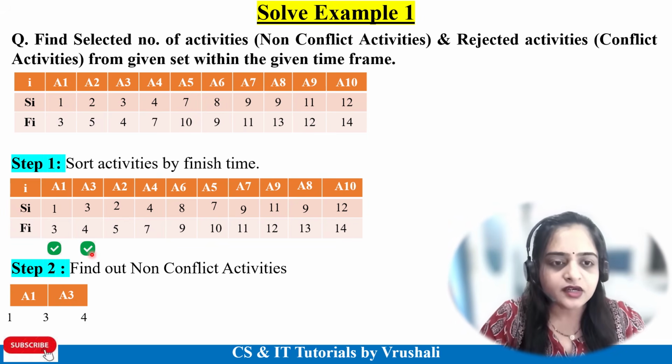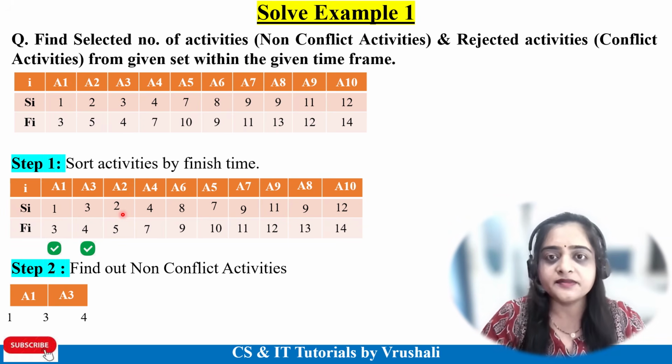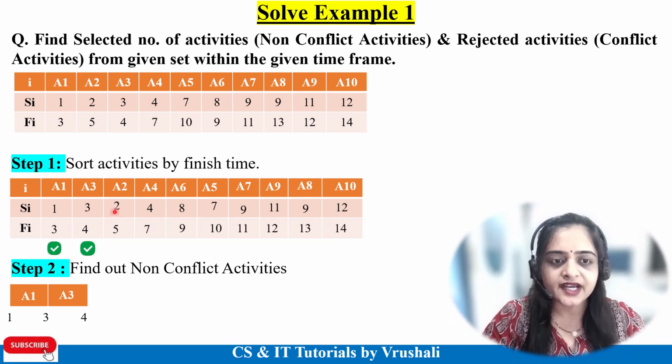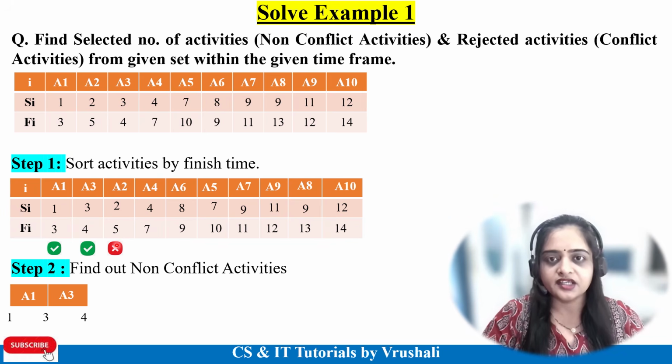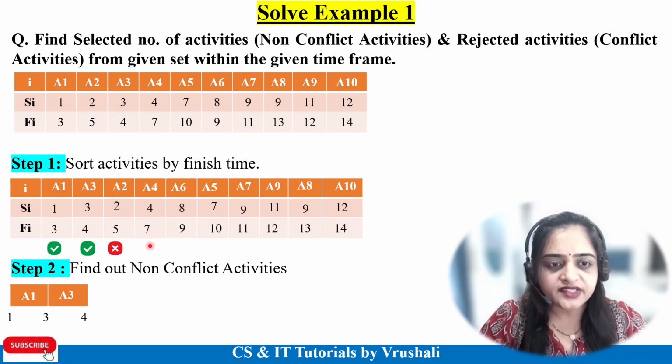Clear? Now after that, the next A2 activity, their start time is 2. But when activity 2 is there, that overlaps with A1, right? Because A1 activity time is 1 o'clock to 3 o'clock and A2 start time is 2 o'clock. So at that time you have to reject that activity. You can't perform that activity because it overlaps with A1. Now again check with the next activity.